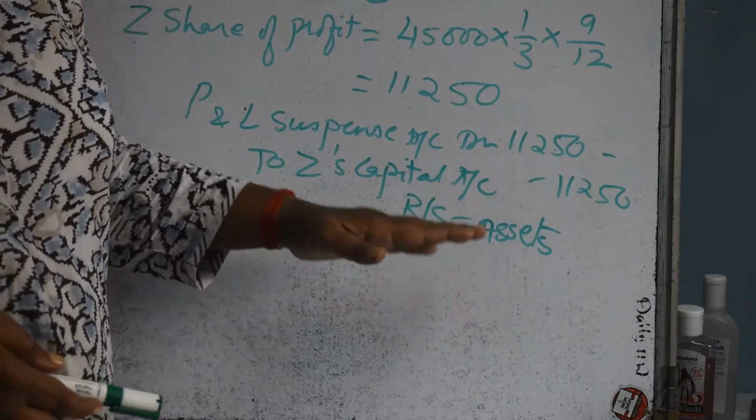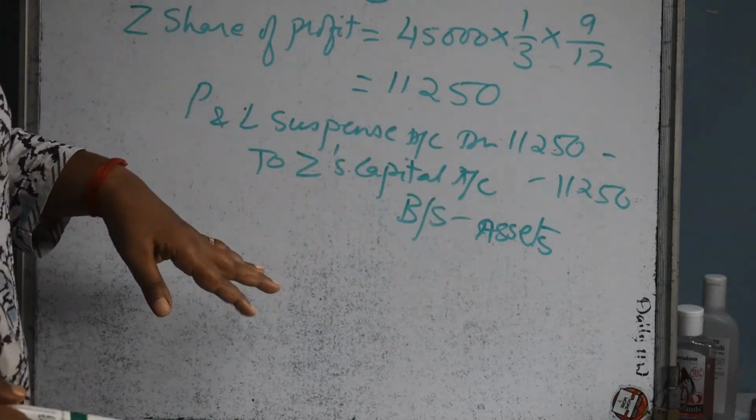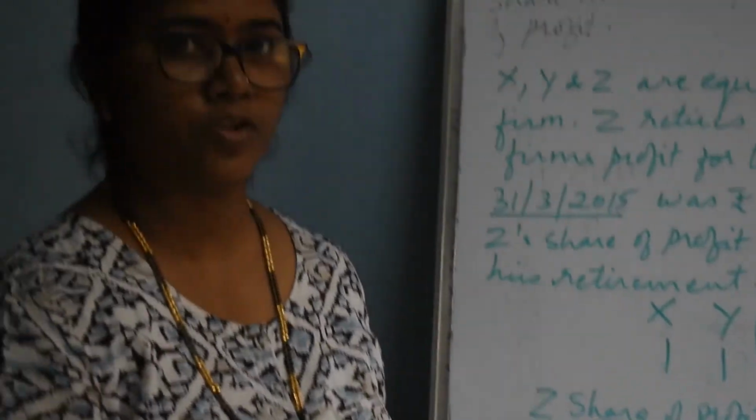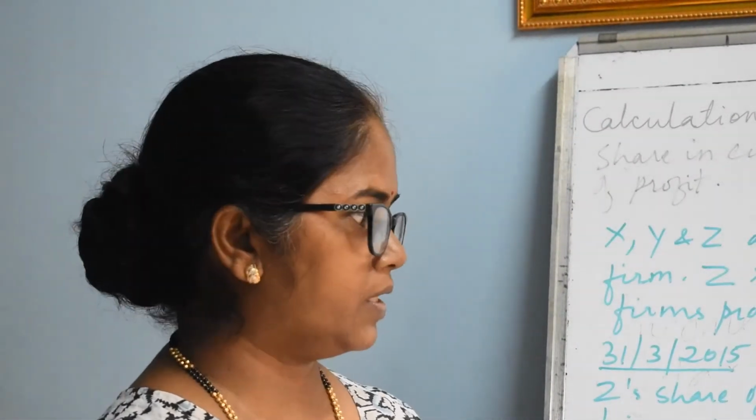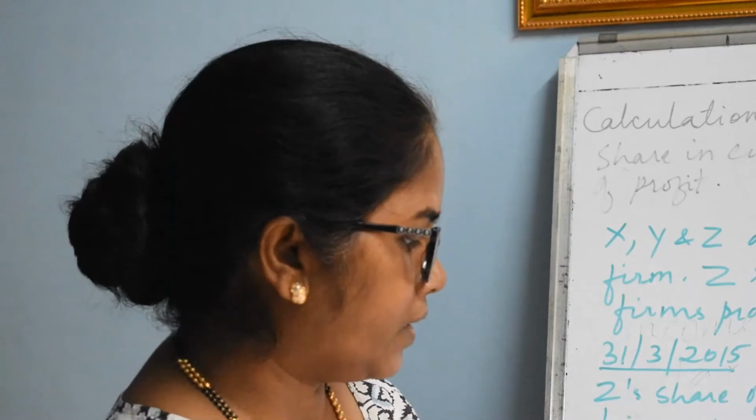In the same manner, if during the year the partnership deed has provided interest on capital, we have to calculate that interest on capital to the partner till the date of his retirement and show it in partner's capital account, and also we are going to add that amount in profit and loss suspense account.